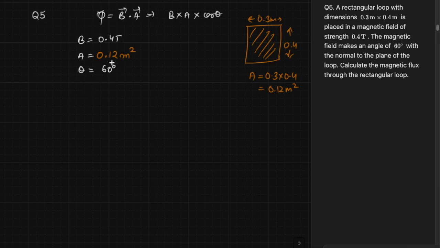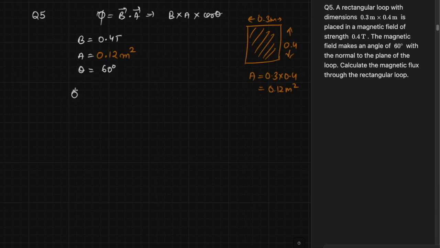Okay, so let me first understand this problem. In any question, we have to just see what angle is given. It is given simply with a loop or with the normal to the plane, or the area vector. So we need the angle between the area vector and the magnetic field. This angle is given with the normal to the plane. The normal to the plane is called the area vector, and that angle itself we will put here.